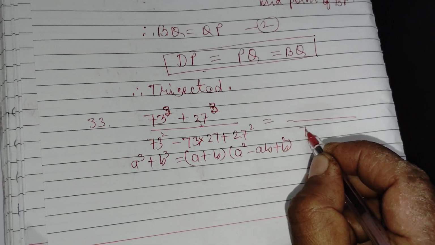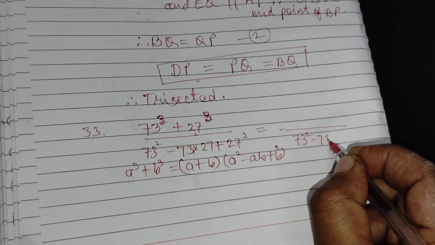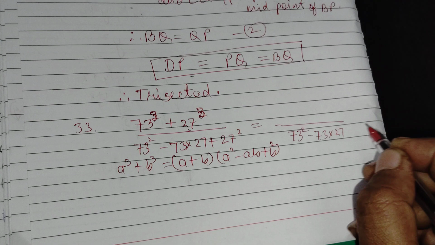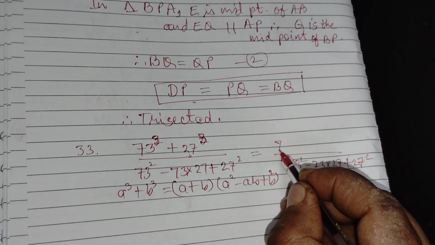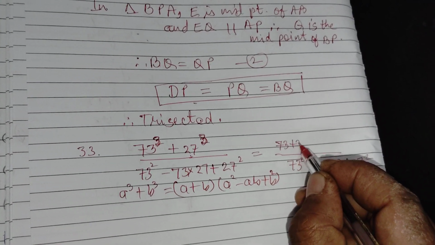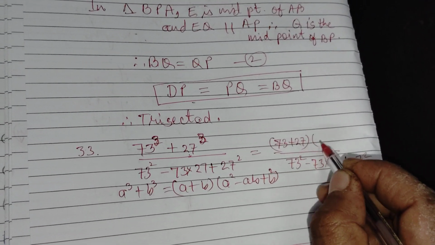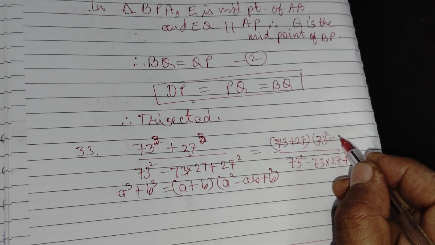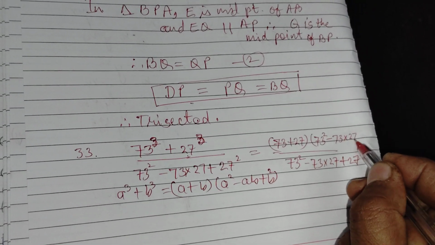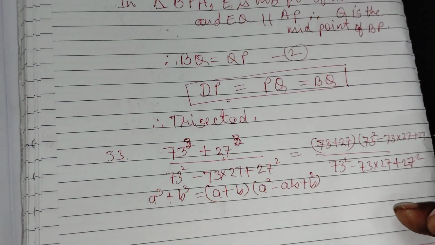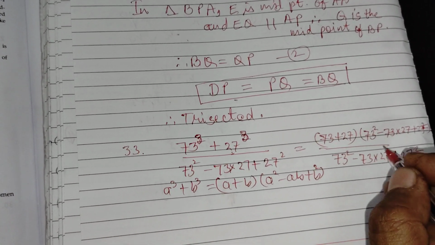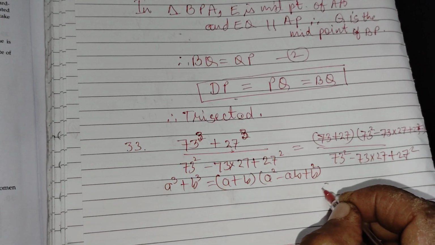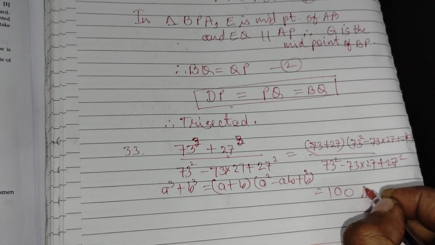In the denominator we write it as it is: 73 square minus 73 into 27 plus 27 square. In the numerator part we write 73 plus 27, 73 square minus 73 into 27 plus 27 square. So this bracket cancels out this. So 73 plus 27, we get finally 100 is the answer of this question.